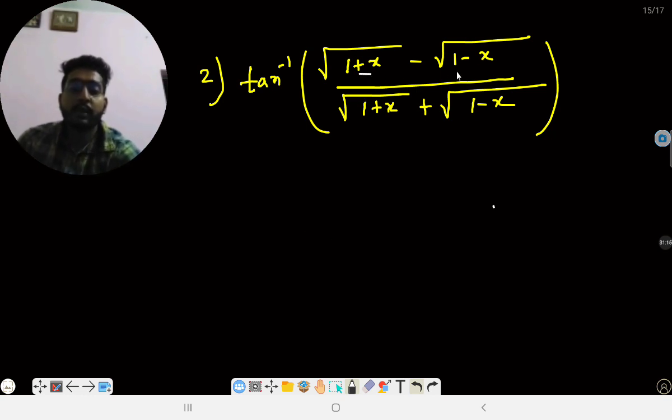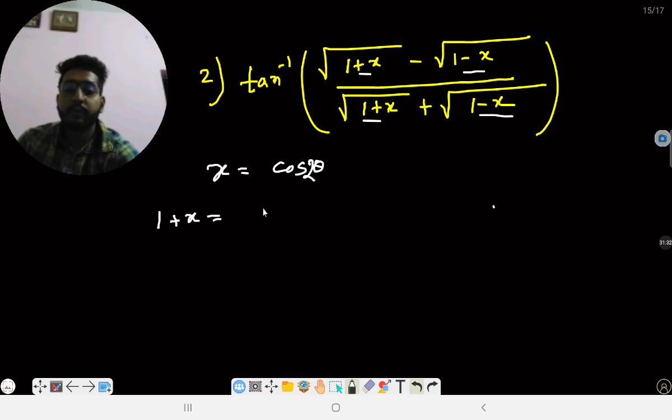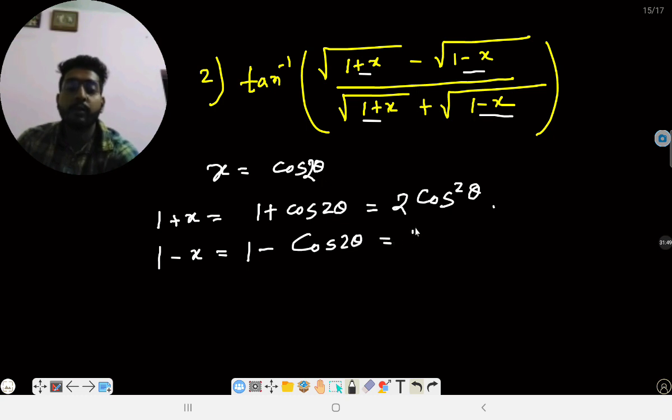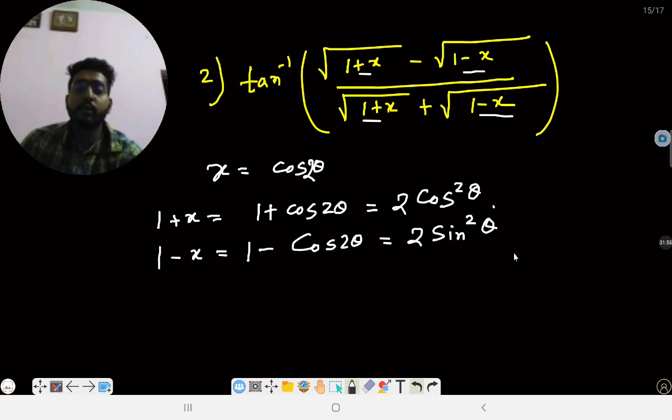Now you can see there is 1 plus x, 1 minus x, again 1 plus x, 1 minus x. Whenever this type of thing comes, take x equals to cos 2 theta. Why x equals to cos 2 theta? Because whenever there is 1 plus x, that will be 1 plus cos 2 theta. Now 1 plus cos 2 theta, what is the formula? 2 cos square theta. And whenever 1 minus x is there, that will be 1 minus cos 2 theta, so that will be 2 sine square theta. Done. That's why we have taken x equals to cos 2 theta.